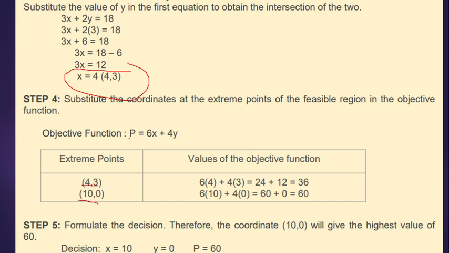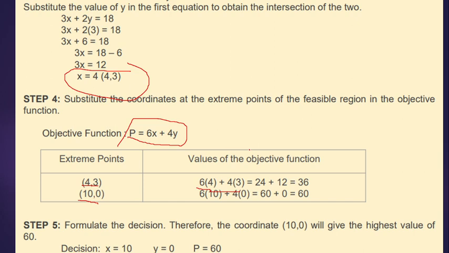And the objective function, P equals 6x plus 4y. And substitute the 4 and 3 and 10 and 0, okay, in our objective function. So 6 times 4 plus 4 times 3, 24 plus 12 equals 36. 6 times 10 plus 4 times 0, 60 plus 0 equals 60. Class, di ba? Maximization yon. So we are going to maximize. That means maximize, di ba? The highest value. So the highest value of the extreme point is 10 and 0.